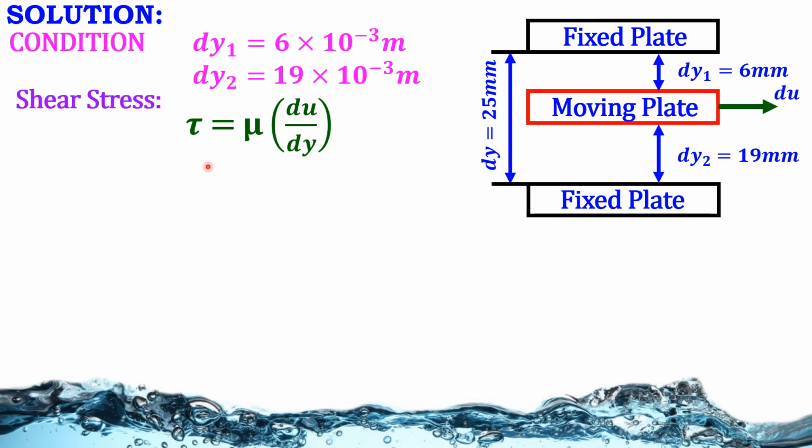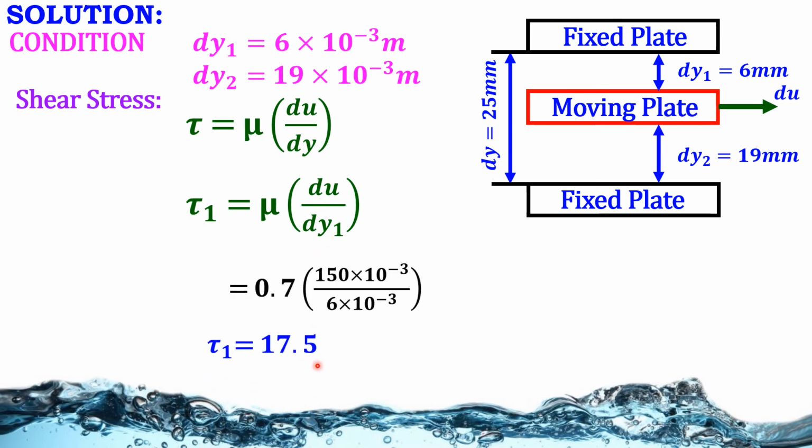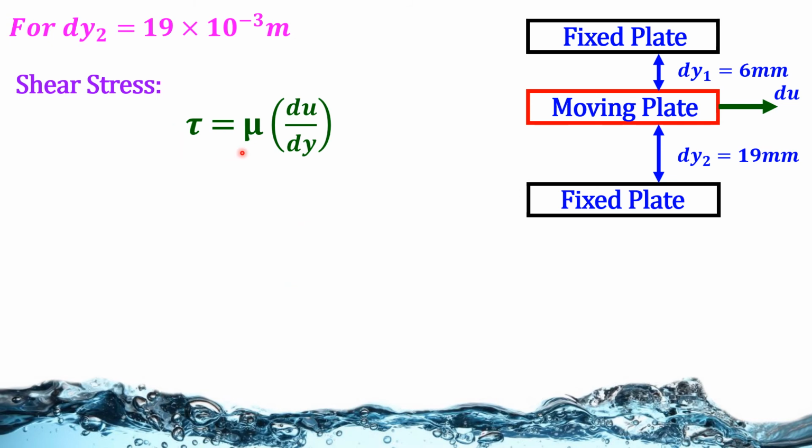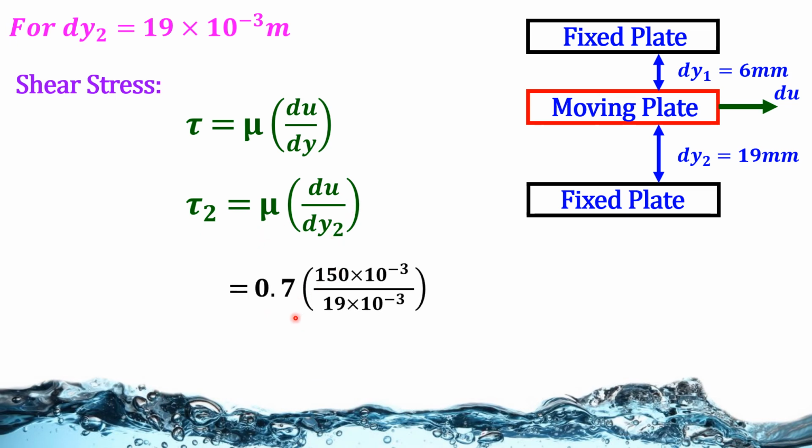Shear stress, tau is equal to mu into du by dy. Tau1 is equal to mu into du by dy1. Substituting the values of mu, du and dy1, we get tau1 is equal to 17.5 Newton per meter square. Next, for dy2 is equal to 19 into 10 to the power minus 3 meter, we are going to find the shear stress. We know that shear stress tau is equal to mu into du by dy. Therefore, tau2 is equal to mu into du by dy2. Substituting the values of mu, du and dy2, we get tau2 is equal to 5.526 Newton per meter square.